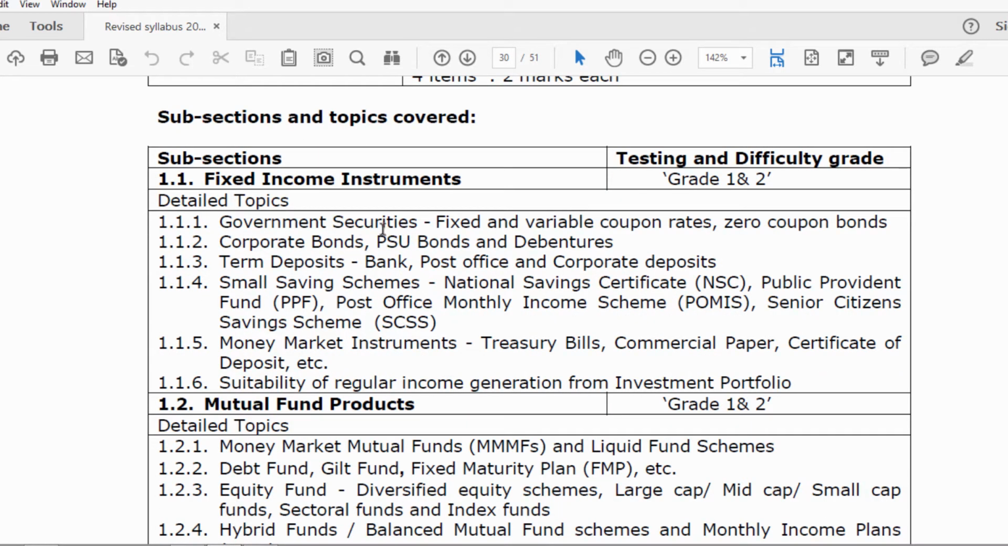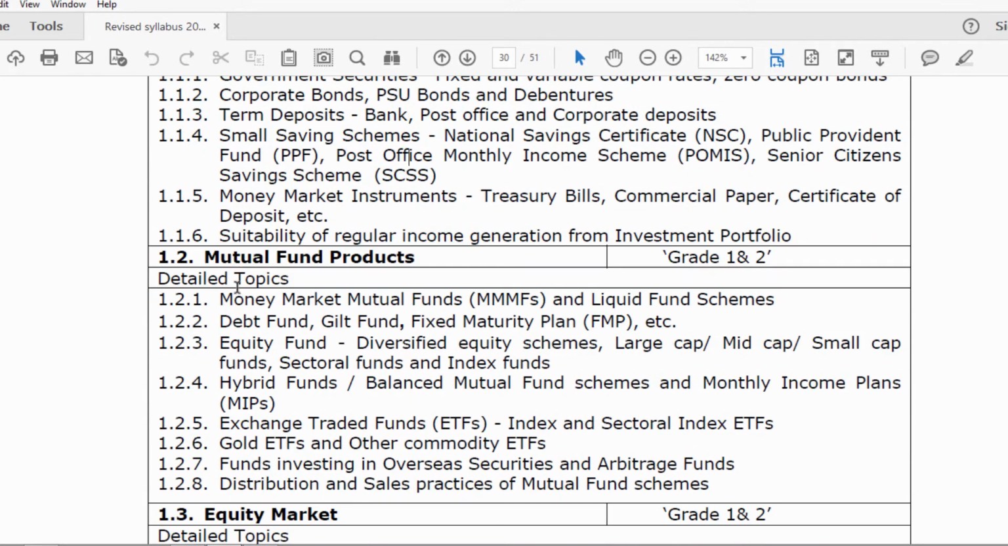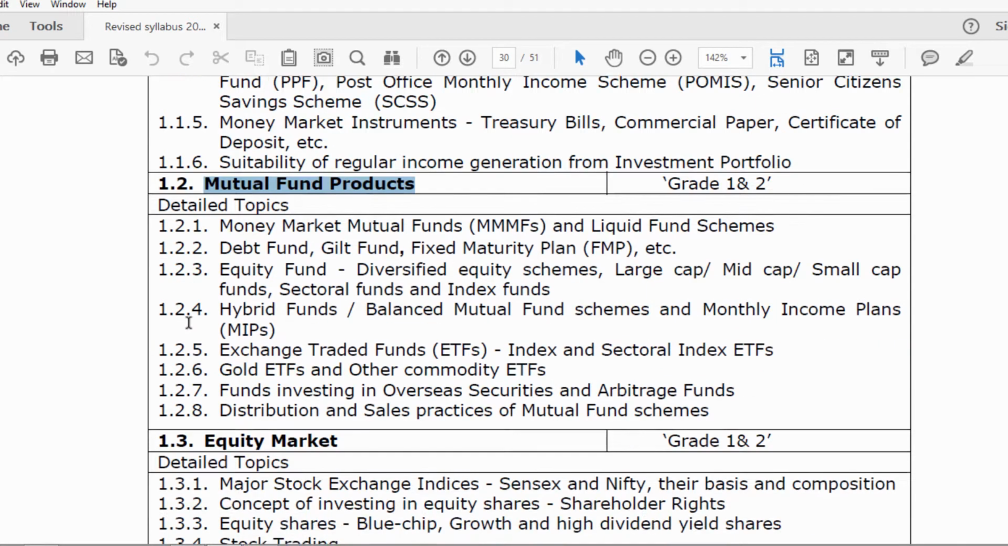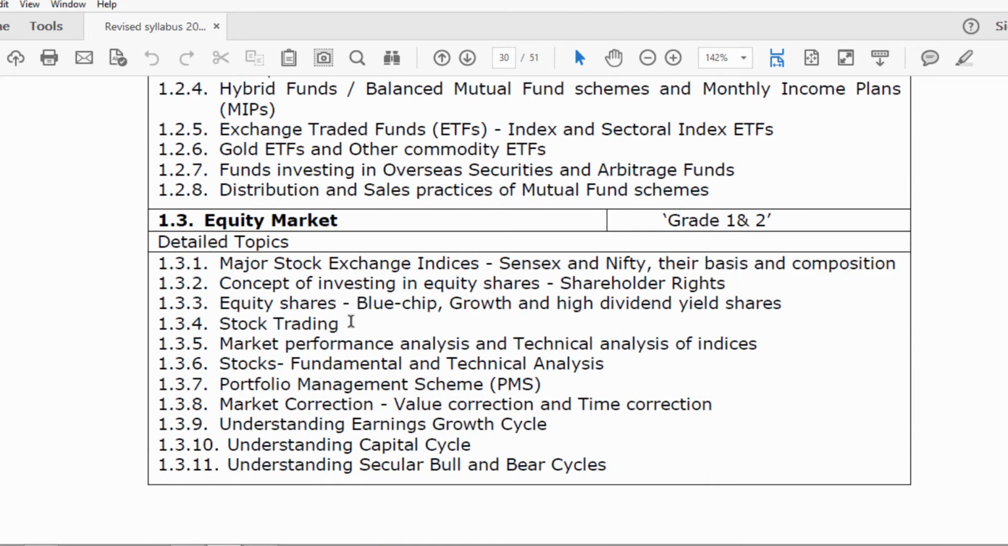First is fixed income instruments. So all bonds, debentures, postal schemes have been covered, right? Then we have money market instruments, so many things are covered, which I'll be covering in coming videos. Now we have mutual funds, then we have the equity market.